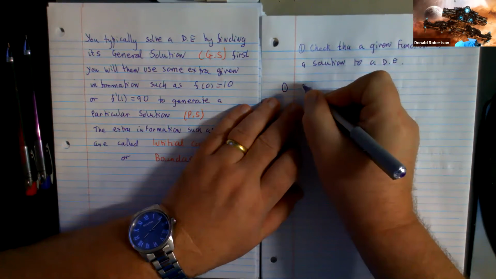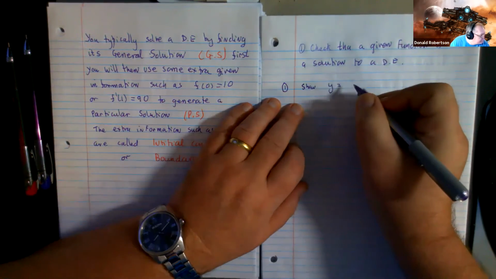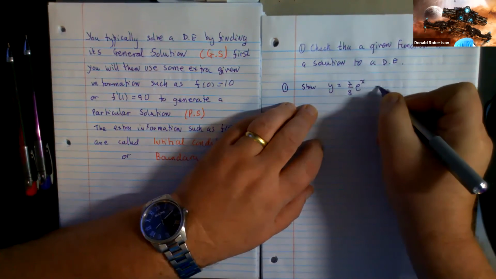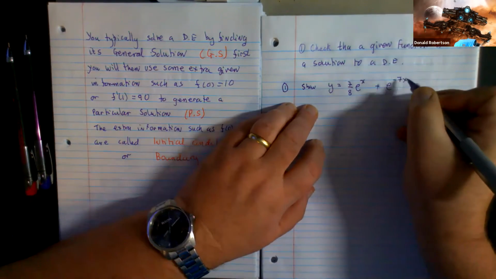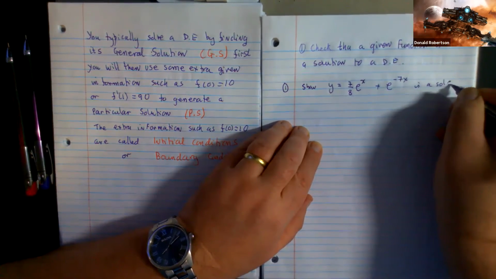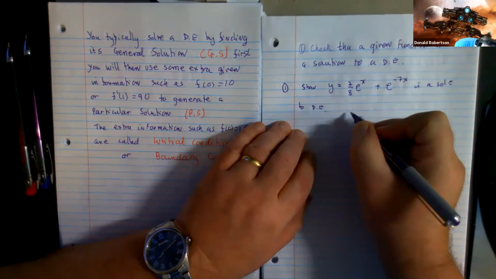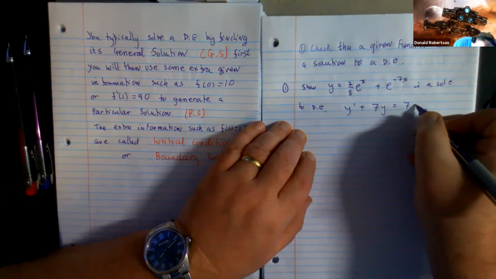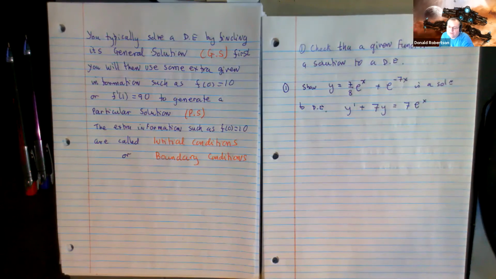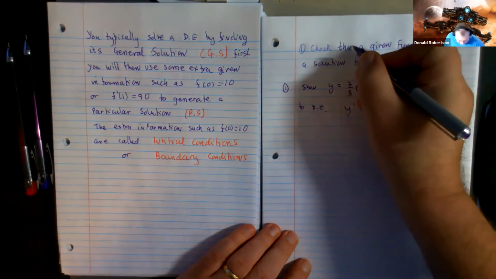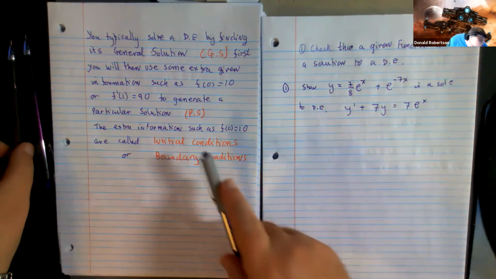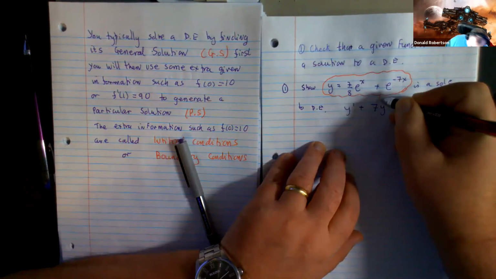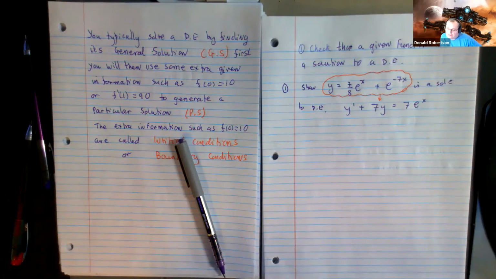We're being asked to show that y equals 7/8 e to the x plus e to the negative 7x is a solution to the differential equation y dashed plus 7y equals 7e to the x. I'm assuming it's the first time you've seen a differential equation before. How do you think we might approach this problem of showing that this is a solution to that differential equation? Any suggestions of how that might be proved?